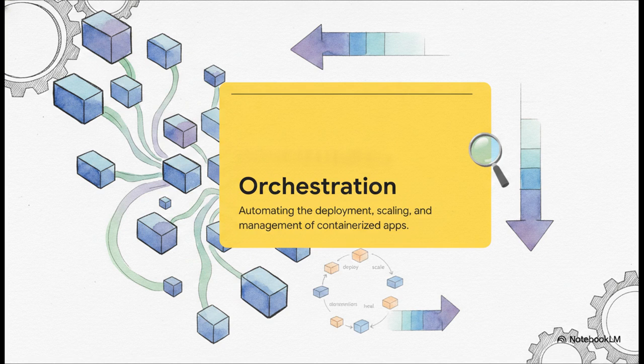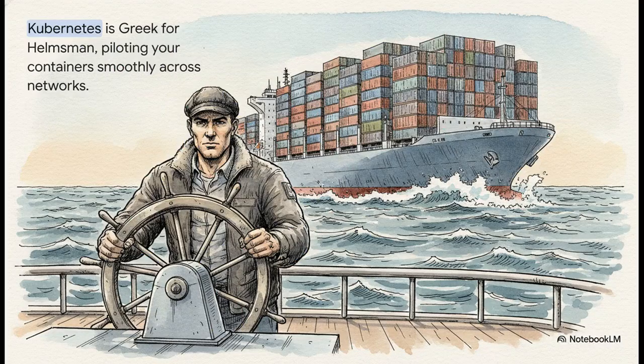Orchestration completely automates the lifecycle of your containers, deploying them, scaling them up and down, and making sure they can actually communicate over a network. Now, what's really interesting about this is the name itself. Kubernetes is actually a Greek word that translates to helmsman.